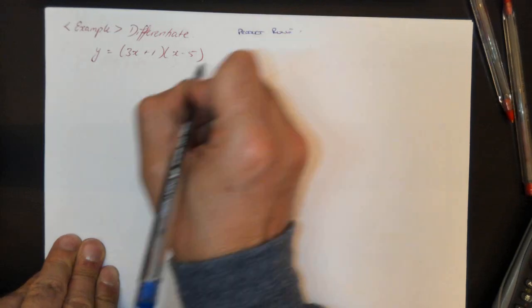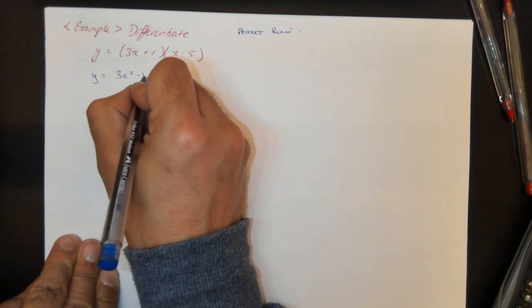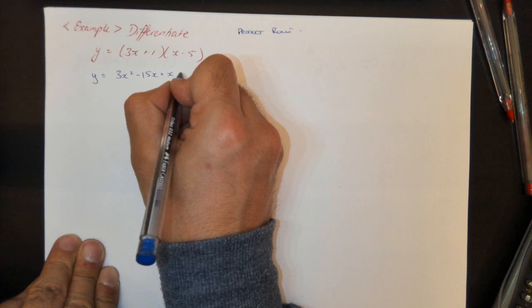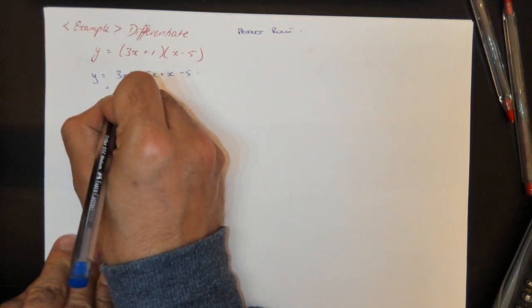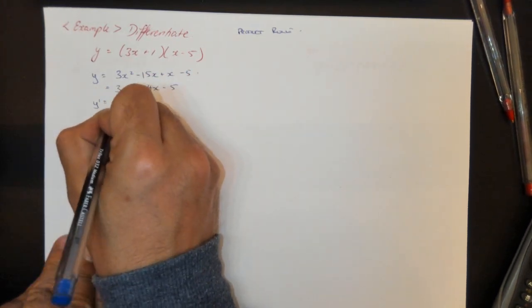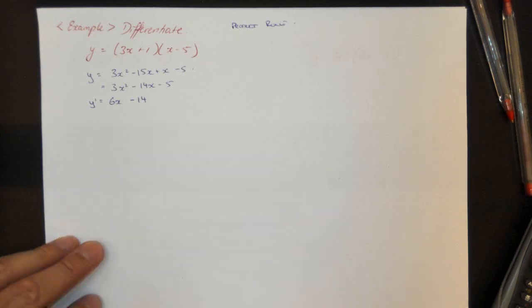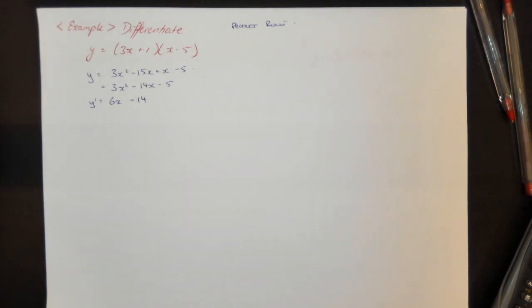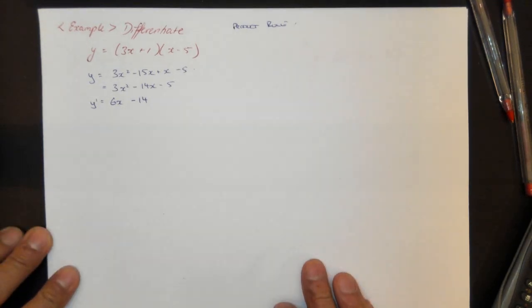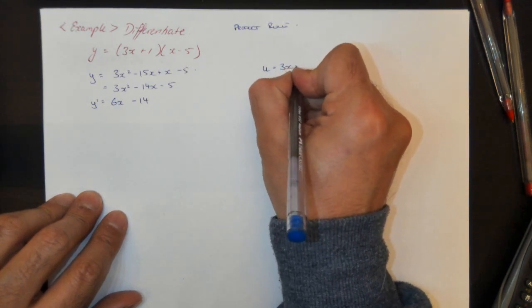Okay. We could obviously expand this out, so that's 3x squared minus 15x plus x minus 5. That's 3x squared minus 14x minus 5. If we differentiate that, it will become 6x minus 14. Okay, that's a very simple method using just normal differentiation. But what we want to do is find a method that will be quicker for us to apply.